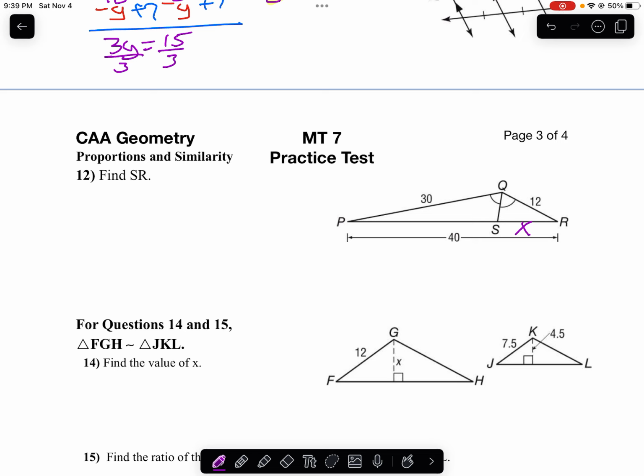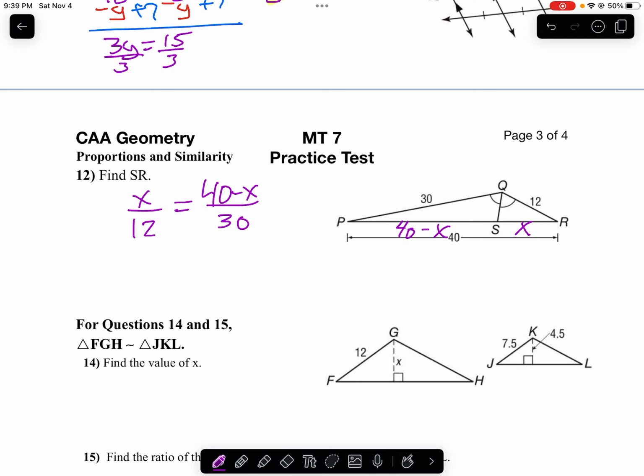We know S to R is x. I'm going to say P to X is going to be 40 minus x. Now we can set up a proportion. I'm going to say x is to 12 as 40 minus x is to 30. And then I will find the least common multiple of 30 and 12, which is 60.